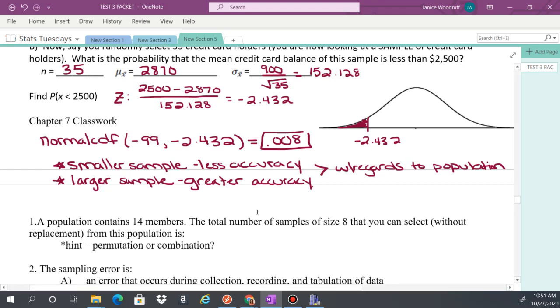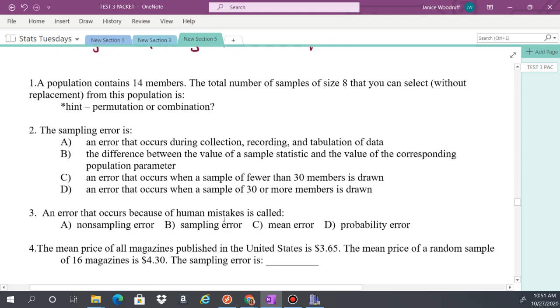All right, so let's take a look at some problems from chapter 7. We've got about 10 problems here. So let's do the odds together. We'll go through the odds right now, then I'll let you do the evens on your own, and then we'll go over the evens. Sound good?